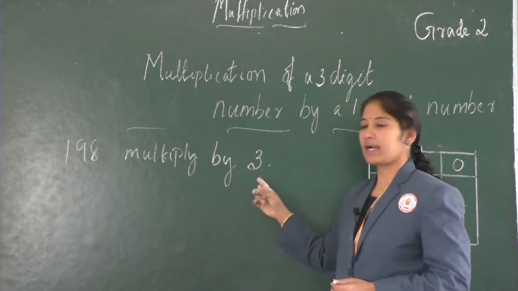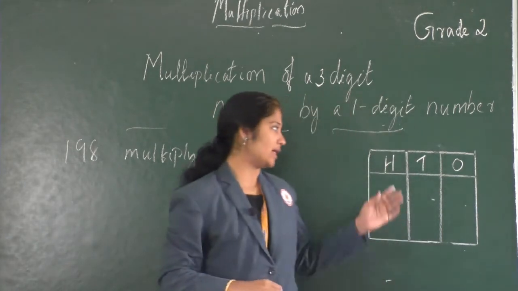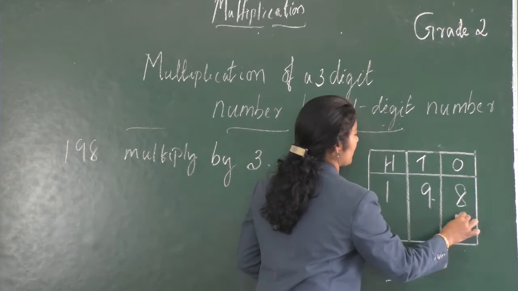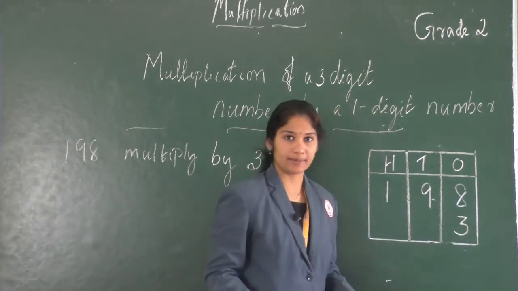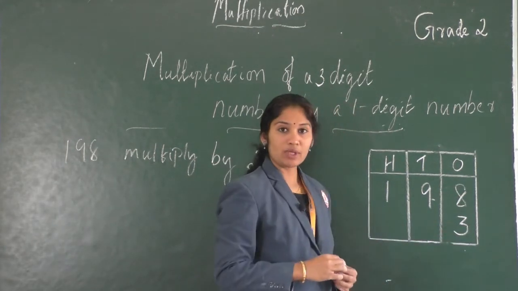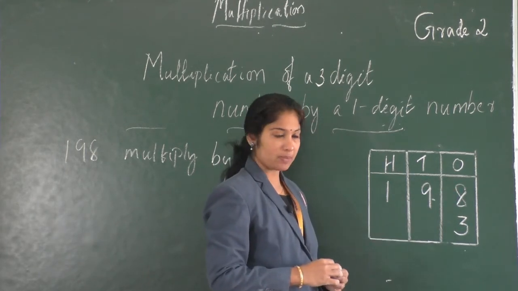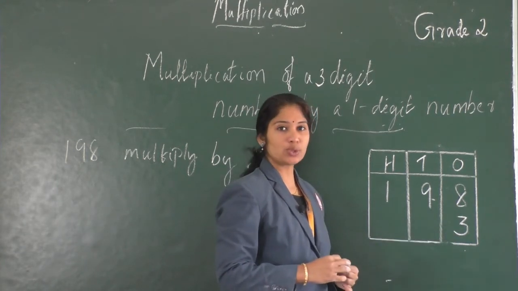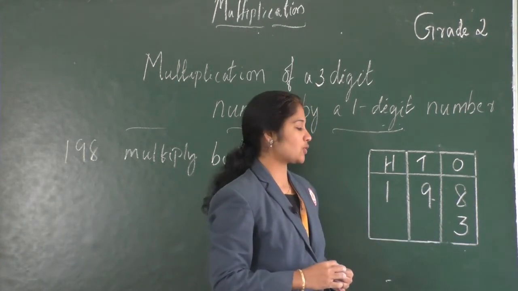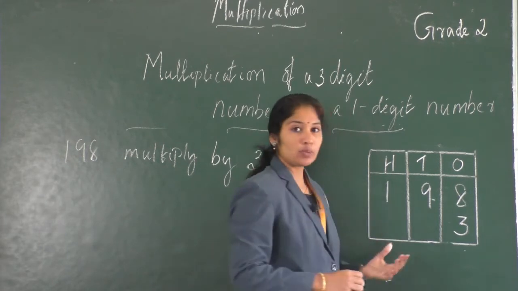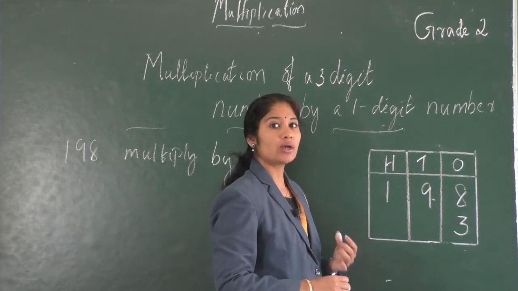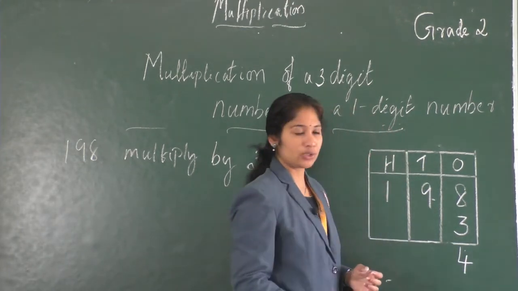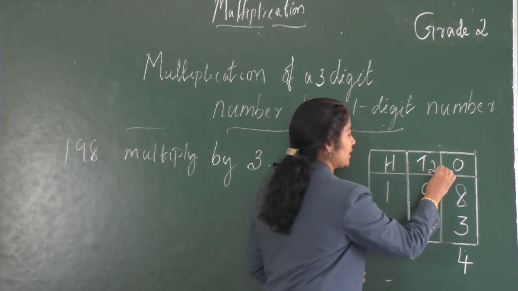Children, we'll take another example. 198 multiplied by 3. We can write in a place value chart 198 multiplied by 3. First, which place do we have to multiply? Yes, ones place. Ones place we have 8 and 3. What is 8 into 3? 8 into 3 is 24. 24 we can regroup into 2 tens and 4 ones. So 4 ones we can write at the ones place and 2 tens will carry over to the tens place.